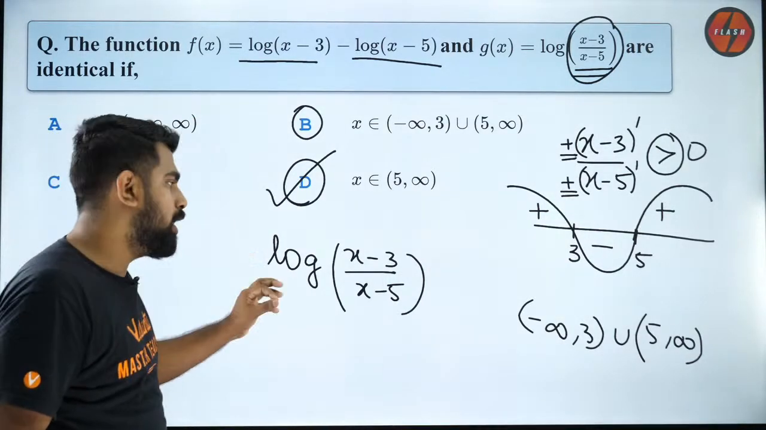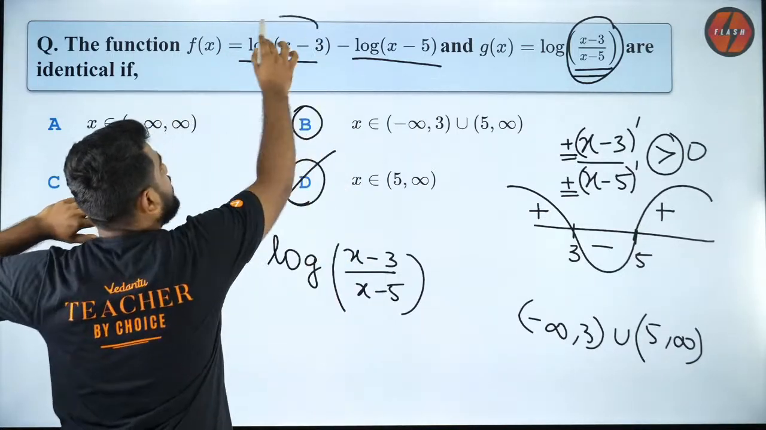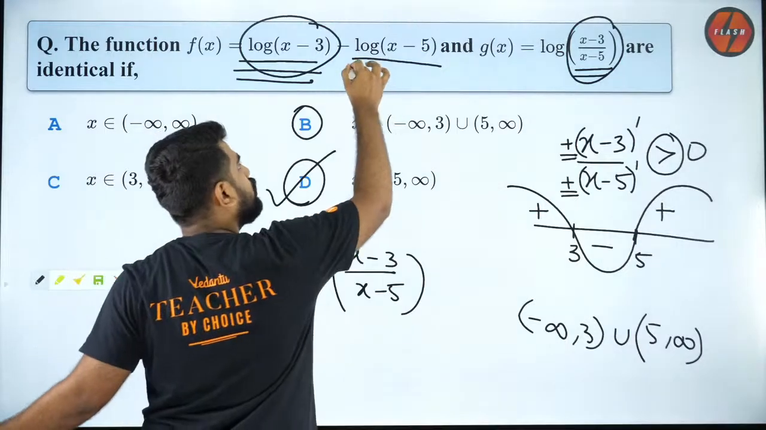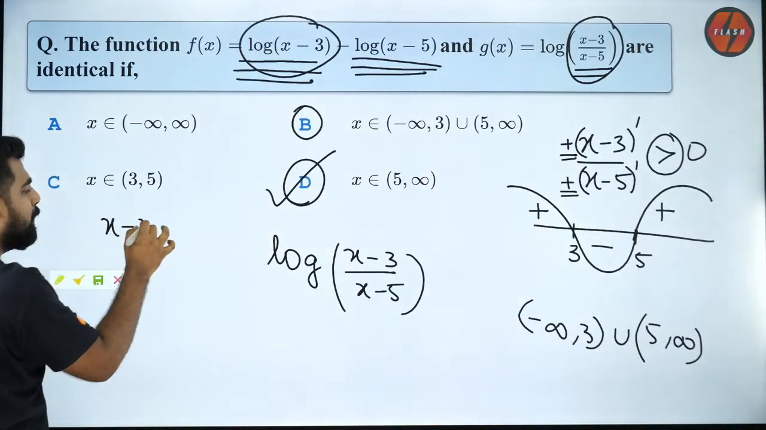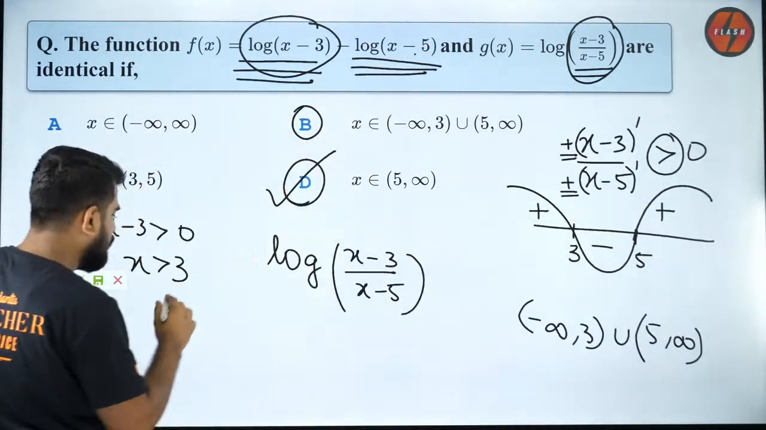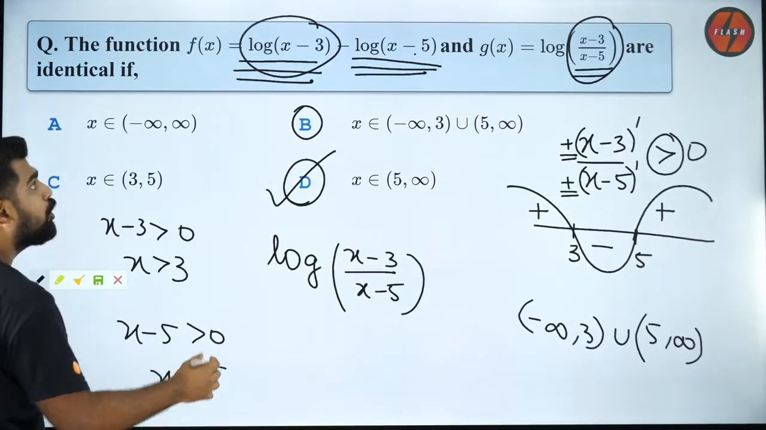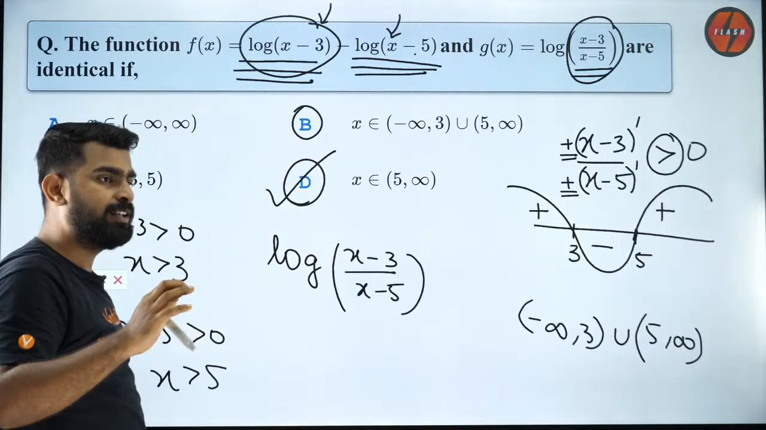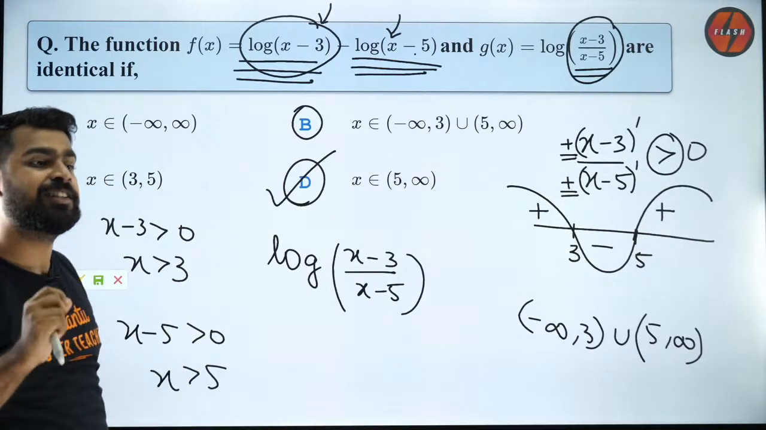The reason is because, first of all, they gave f of x in this fashion. So this should be defined and this should also be defined. So here x minus 3 should be positive, so x should be greater than 3. And here x minus 5 should be positive, so x should be greater than 5. So these two should be individually defined. That is the catch.